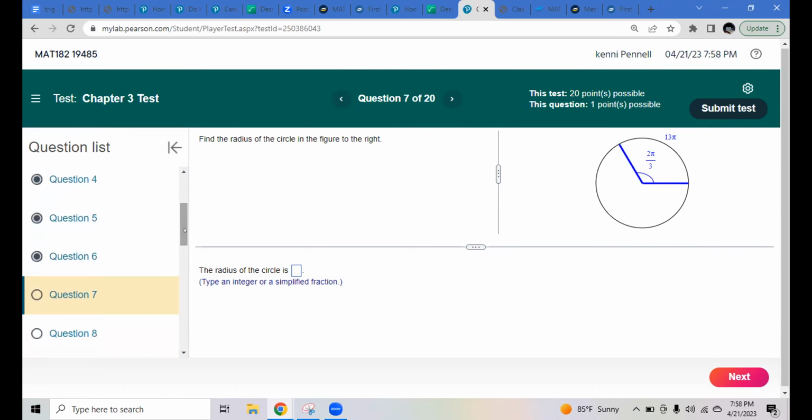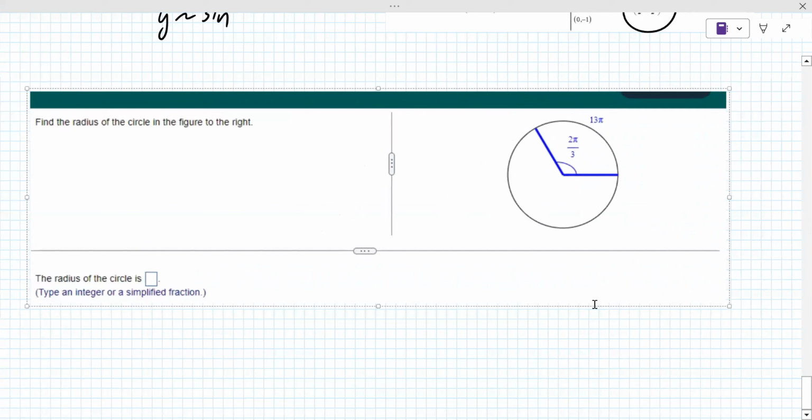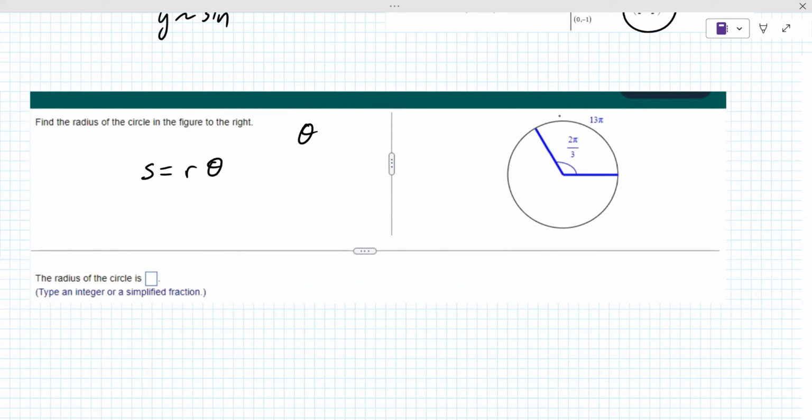Okay, this is a formula, so let me grab this here for you. I'll help you walk through it. Okay, share my screen. The radius of the circle in the figure to the right is what you're trying to calculate. They're giving you the angle and they're giving you what's called the arc length here. So there's a formula here. It's called S equals R theta. But very important is to recognize that theta is actually in radians. Your problem is in radians.